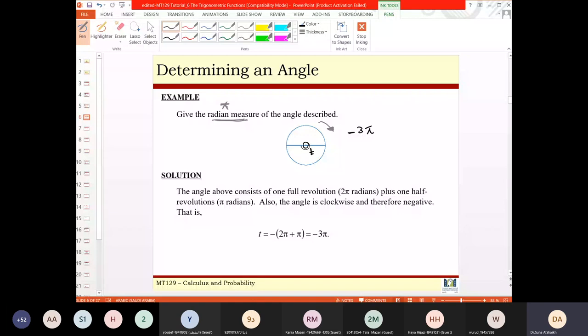It told me radian. It didn't ask for 540. They wanted radian, so I'm talking about pi. This is 3 pis. Each pi is a straight line. Pi, 2 pi, 3 pi it is. So I'm talking about minus 3 pi.